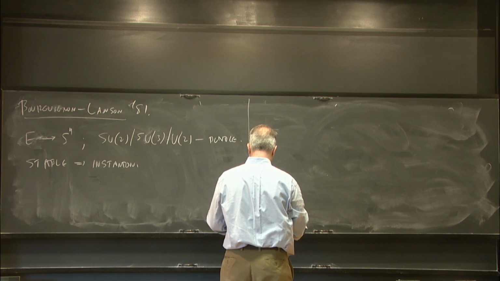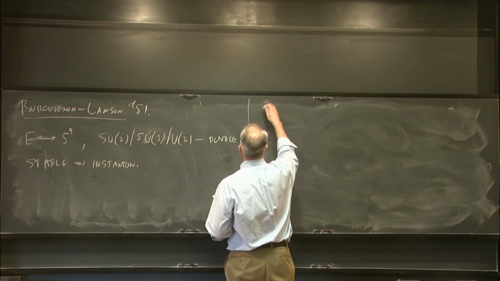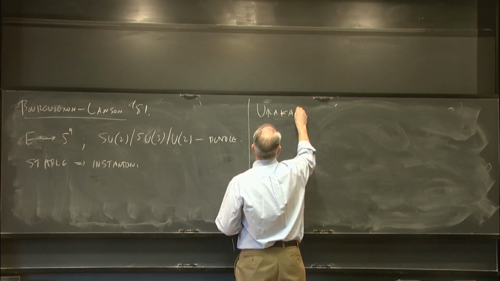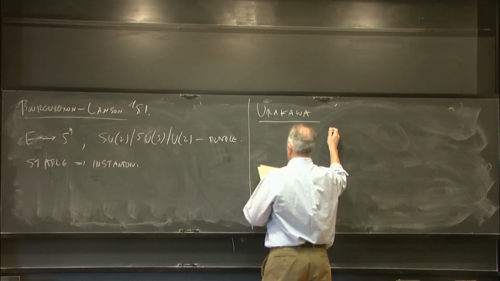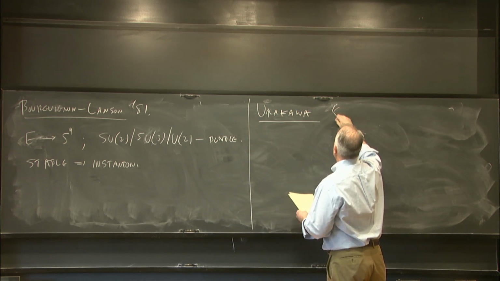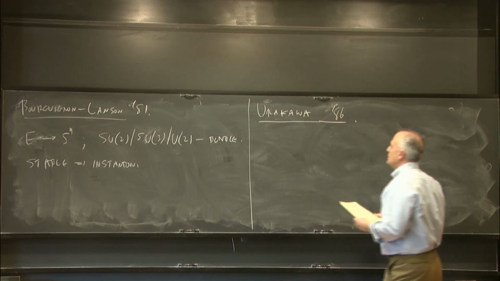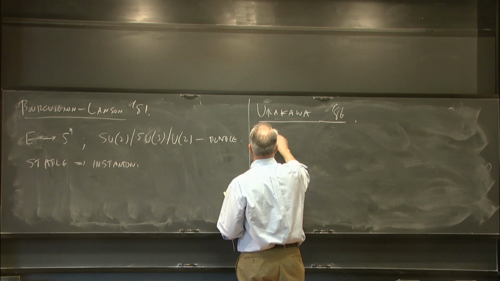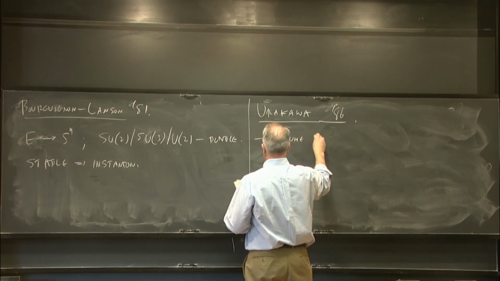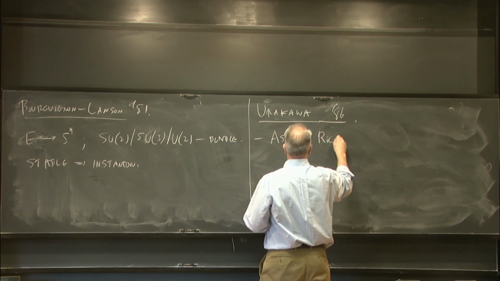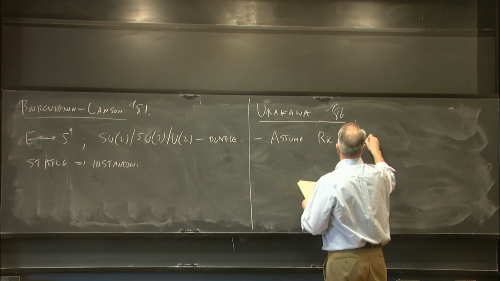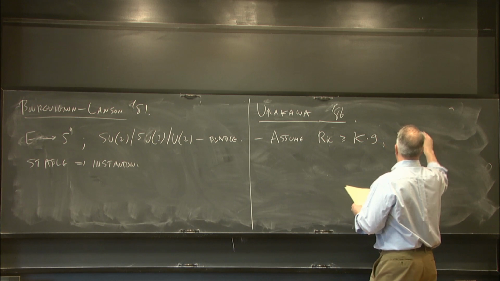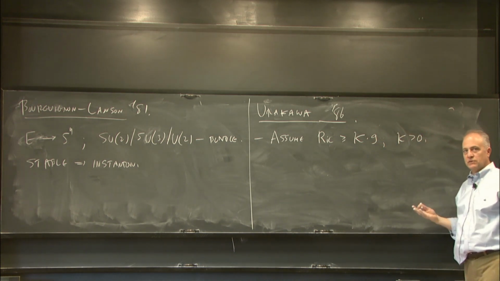Okay, but much more in the spirit of what I want to talk about, where you estimate the index, is a result of Urakawa. And this is in '86. So there's a number of assumptions here on the base manifold. So first, the assumption is that the Ricci tensor is bigger than k times the metric, where k is positive. So you have positive Ricci curvature for the base.